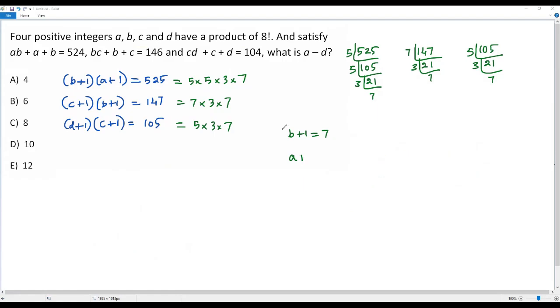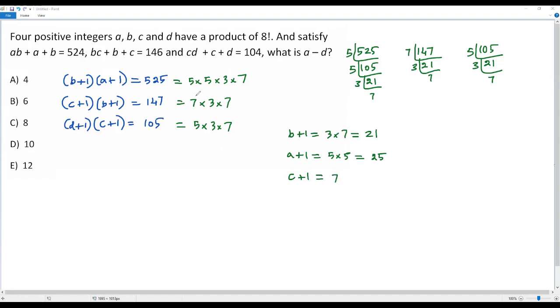Okay, here I am taking this 3 times 7 as a value for b positive 1. Then 3 times 7 is 21. When I consider this 3 times 7 as a value for b positive 1, then the value of this a positive 1 must be 5 times 5. Let me write over here. 5 times 5 is 25. When I take 3 times 7 as a value for b positive 1, then the value of c positive 1 must be 7. Okay, let me write over here. C positive 1 equals 7.